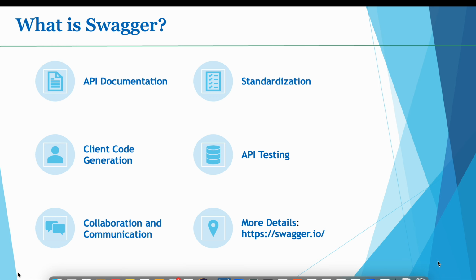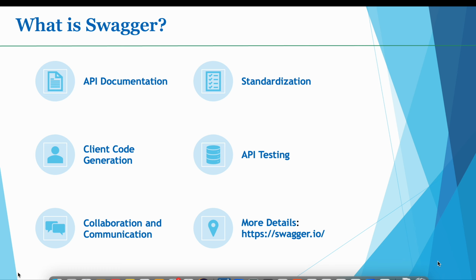Swagger is an open source framework that allows developers to design, document, and consume RESTful APIs. Originally, it was developed by SmartBear Software. Swagger has evolved into the OpenAPI specification, a widely adopted standard for defining APIs.